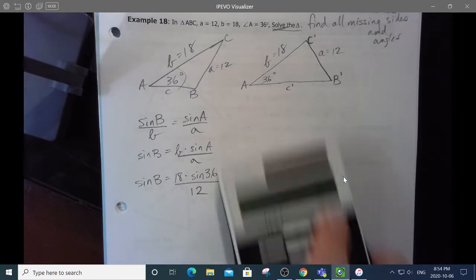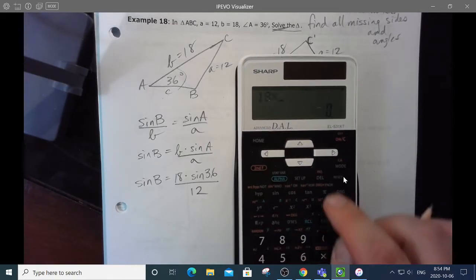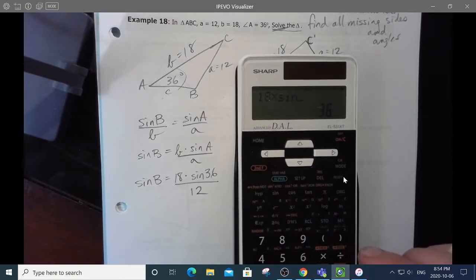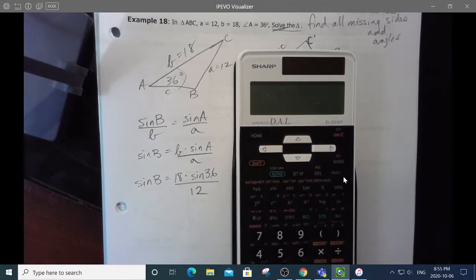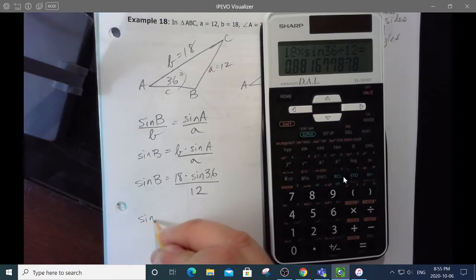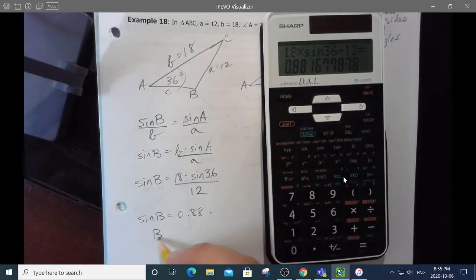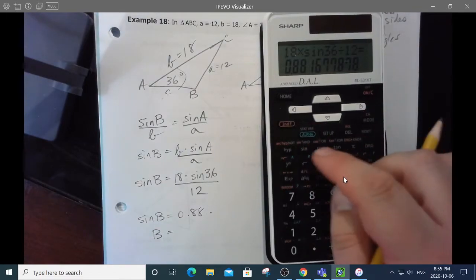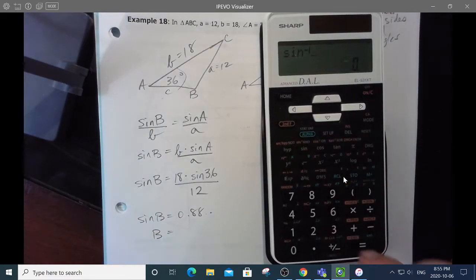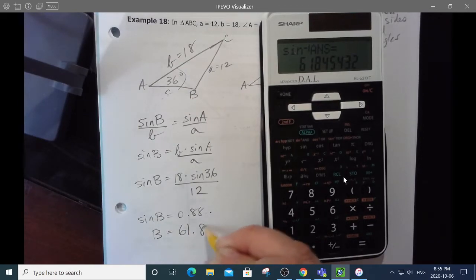I'll use this calculator for a change. So 18 times the sine of 36 divided by 12. Boom, 0.88. So the sine of angle B is decimal 88 something. So angle B is the inverse sine of my answer. And I get 61.8 degrees. So clearly 61.8 and change.